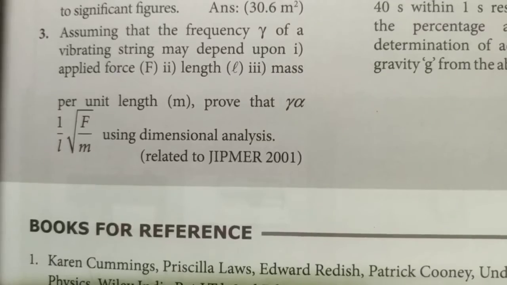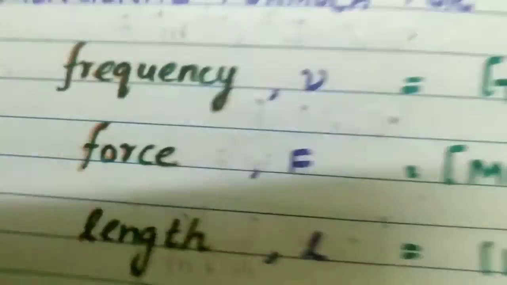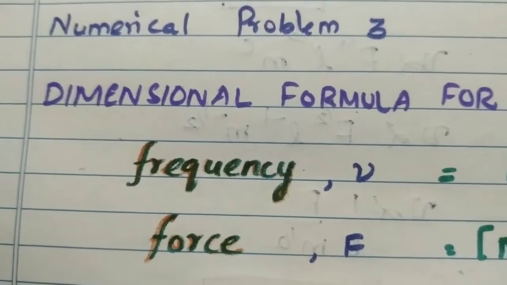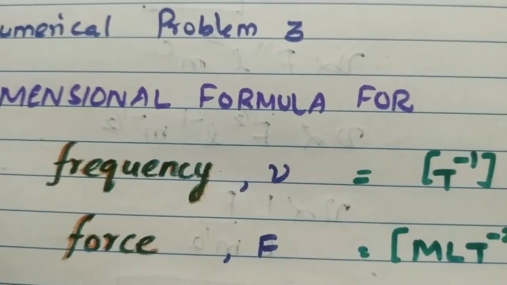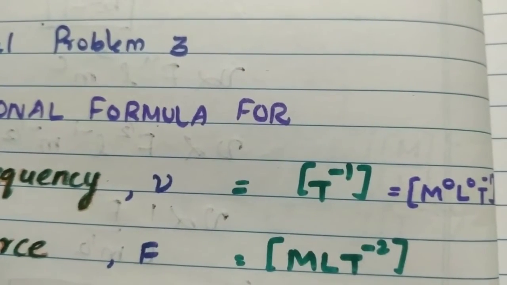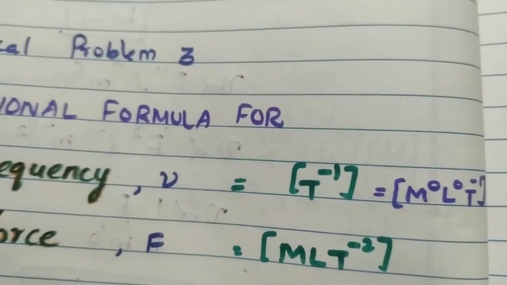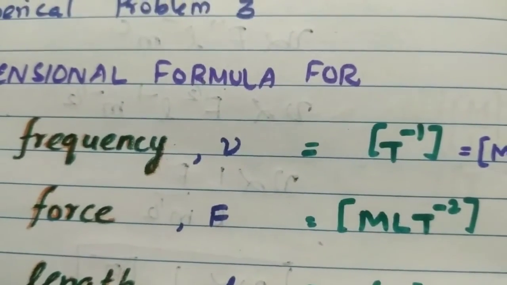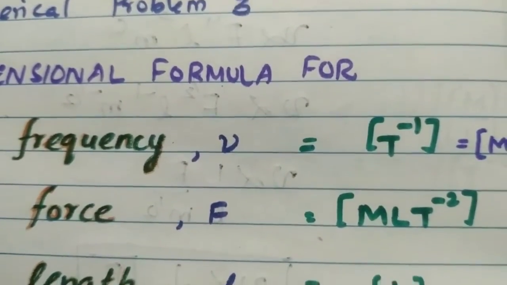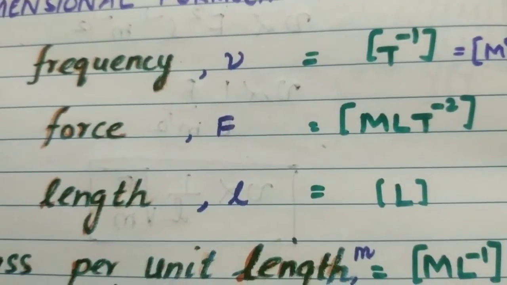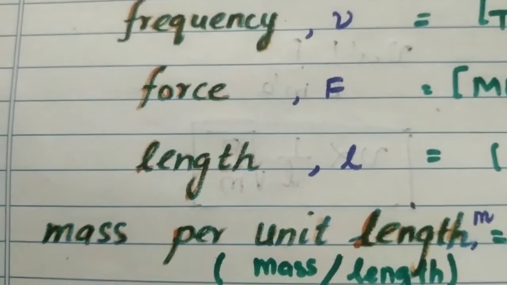Okay. First let us write down the dimensional formula. The dimensional formula for frequency nu is equal to T power minus 1, that we can also write as M power 0, L power 0 and T power minus 1. Okay. Then the dimensional formula for force is M L T power minus 2. The dimensional formula for length L is capital L. The dimensional formula for mass per unit length.